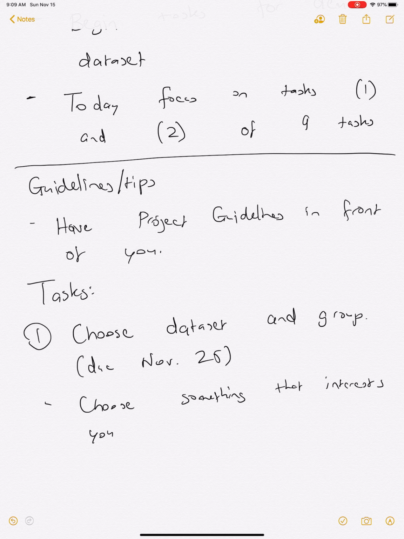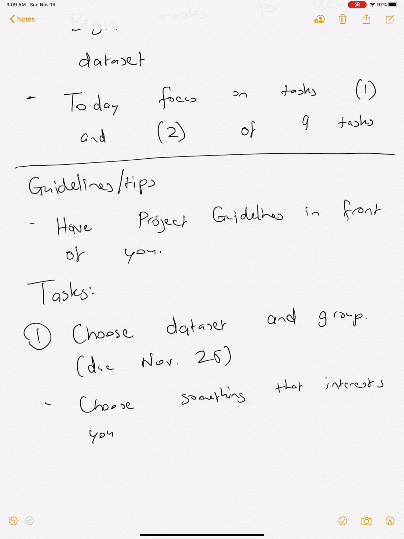If you're really stuck, there are plenty of data repositories. The one I've listed in the task is, for example, the UC Irvine Machine Learning repository, which has lots and lots of data sets that you can choose from. It shouldn't be hard to find a data set, but I want you to think and make sure that you're interested in the data set that you're looking at.